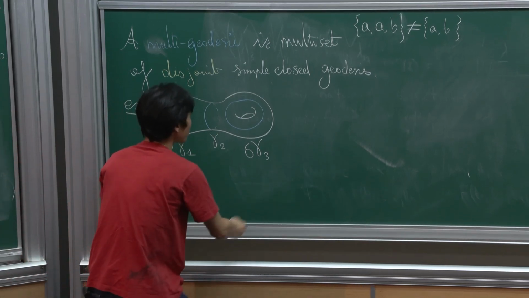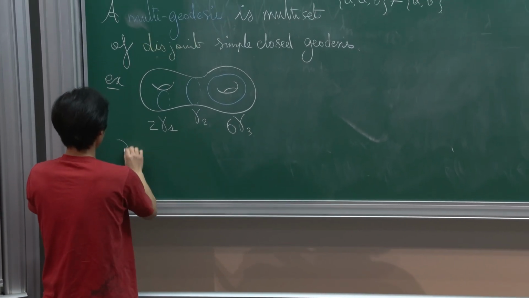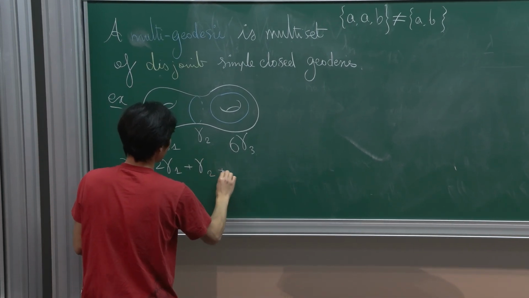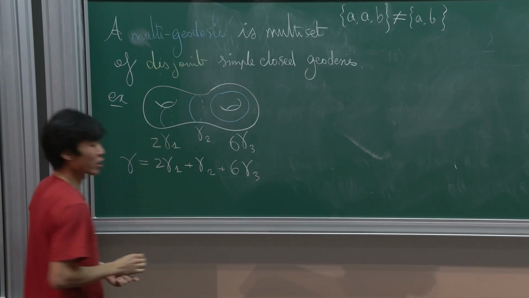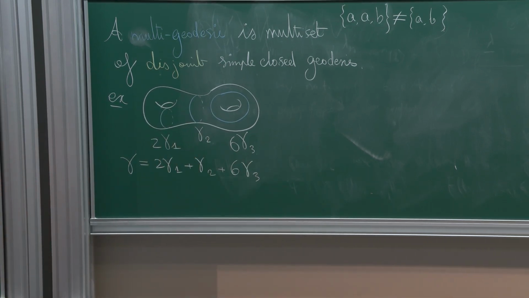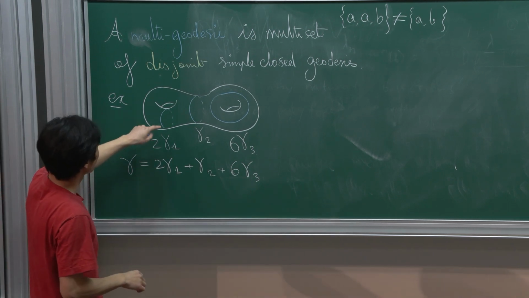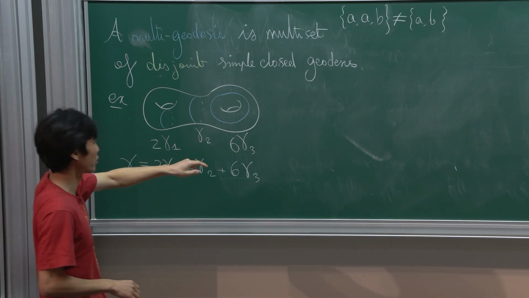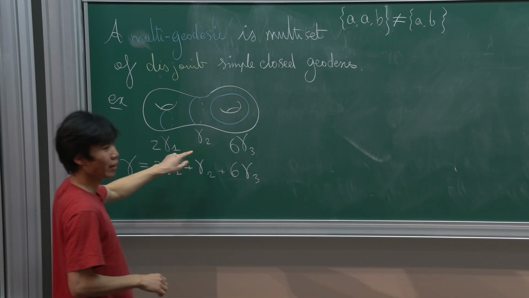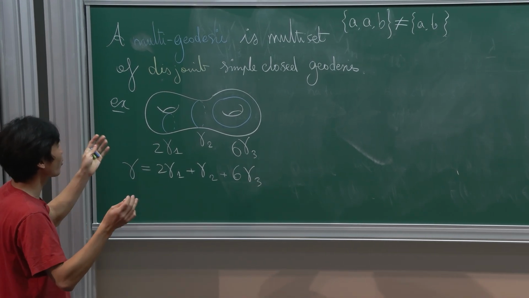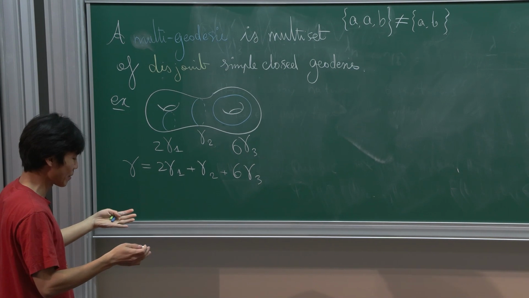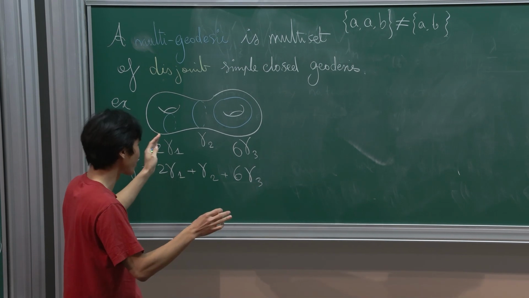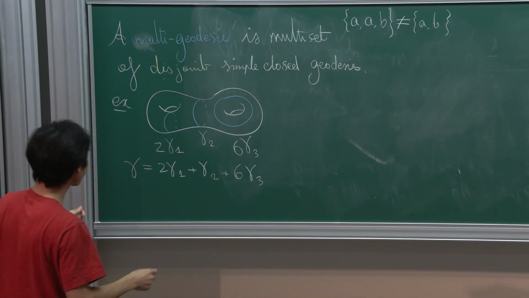So I can write my multi-geodesic as a formal sum of the three simple closed geodesics. Another way to understand it is that this is just one single geodesic, but it traces out its image several times. For example, six times, twice, and only once. So the idea is that you want to put simple objects together, but avoid all possible intersection: no self-intersection and no intersection between them.